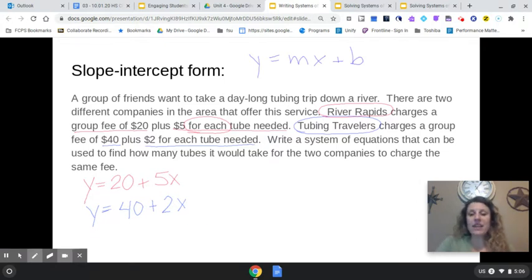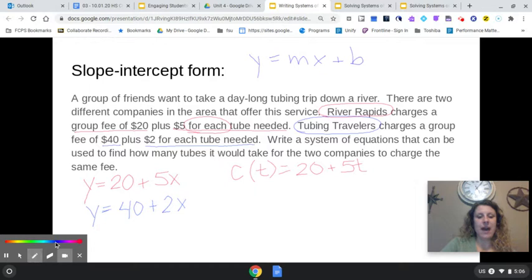So this is asking us to find how many tubes it would take for the two companies to charge the same fee. So the charge for a particular amount of tubes is going to equal, for at least River Rapids, $20 for the group plus $5 per tube. So again, T is representing the number of tubes, and C is representing the charge, the fee that they're going to charge.